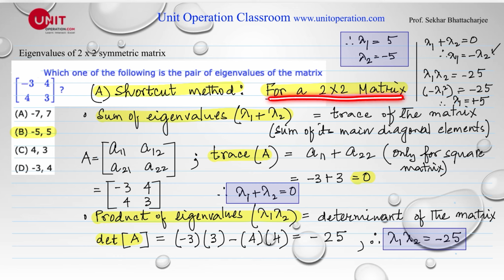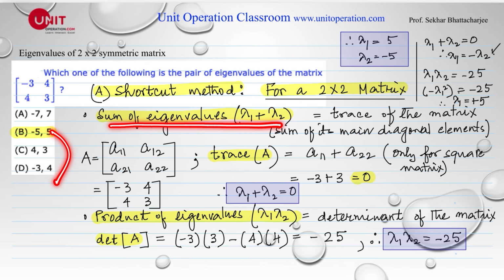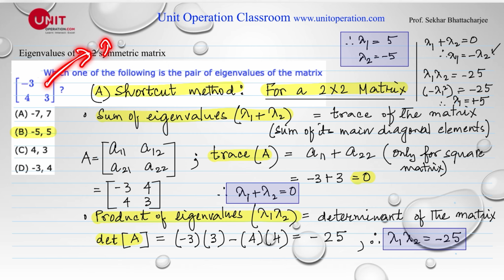Only for a 2 by 2 matrix, remember, we can say the sum of the eigenvalues. If you have two eigenvalues, lambda 1 and lambda 2, the sum of the eigenvalues would be equal to the trace of the matrix. What is a trace? Trace is the sum of its main diagonal elements. So in this case, it will be negative of 3 plus 3, that's equal to 0. So that's the first equation.